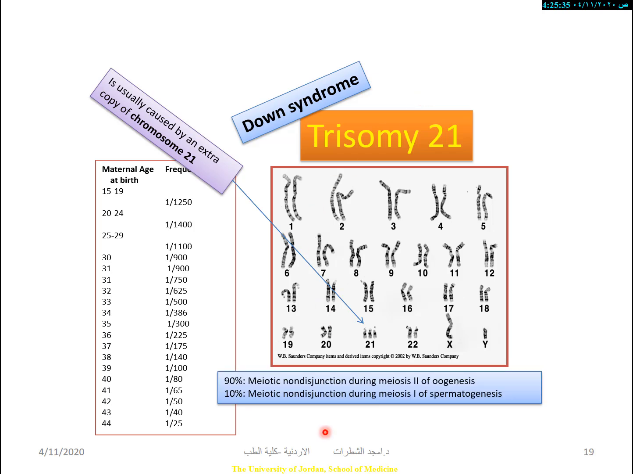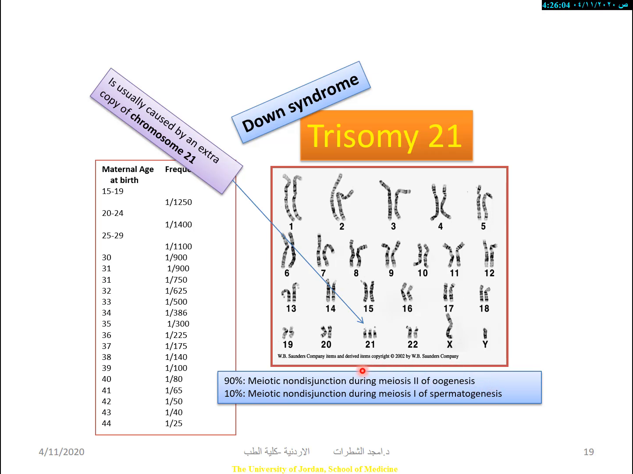Now, because Down syndrome is common, you need to know everything about it. Later on, you will know everything about it. But for today's lecture, we have to keep it very simple. 90% meiotic non-disjunction during meiosis of oogenesis. So here you go. I told you about this.